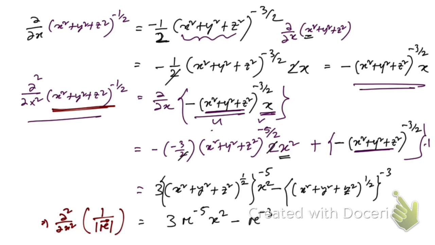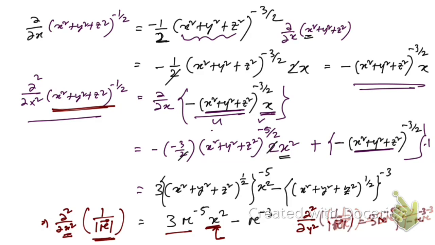Okay, this is what we have got. When you differentiated this with respect to x, you are getting x square here. So what if you differentiate this, 1 by mod r, with respect to y? Then you should get 3 into r to the power minus 5, and instead of x square, now you're going to get y square, then minus r to the power minus 3. Similarly, we can find the second order partial derivative of 1 by mod r with respect to z.